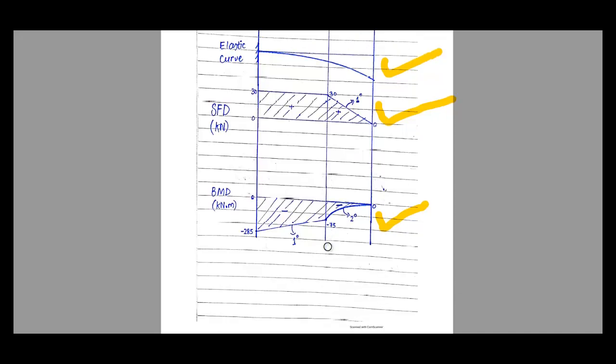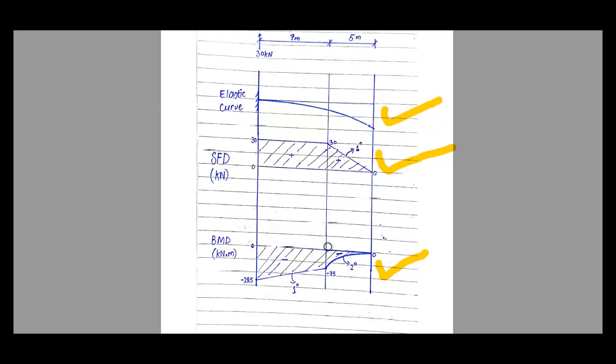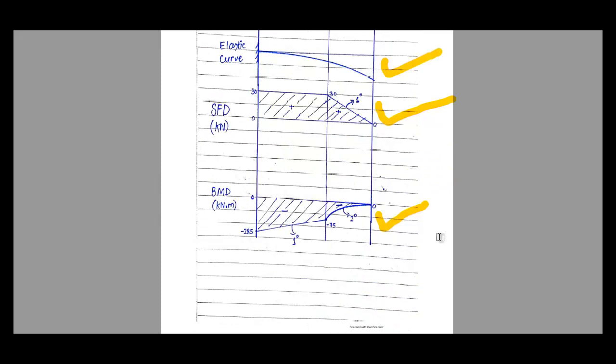So if your solution is not matching with the solution given here, except the mistakes that I have pointed out, and you are still not clear about the correct way, then we can talk about it in our class discussion. Shear force diagram, bending moment diagram, and elastic curve all are correct for this case. So we'll stop our recording at this point. Thank you.